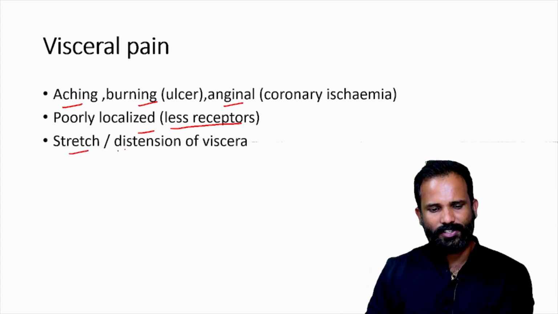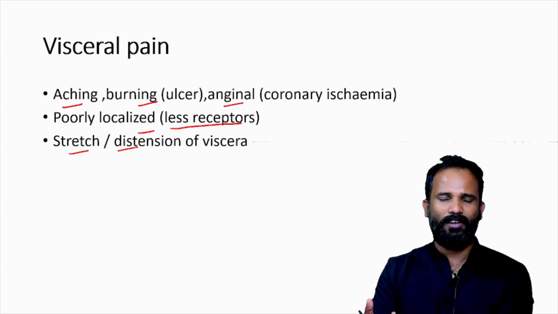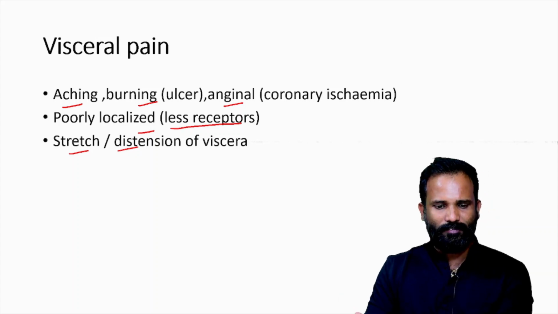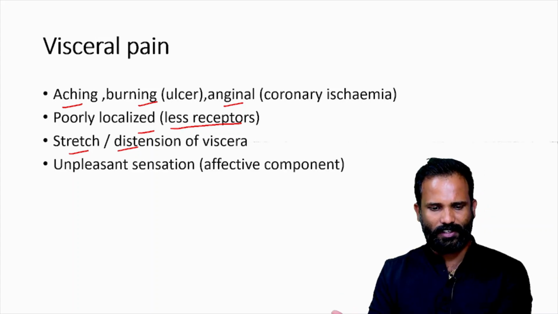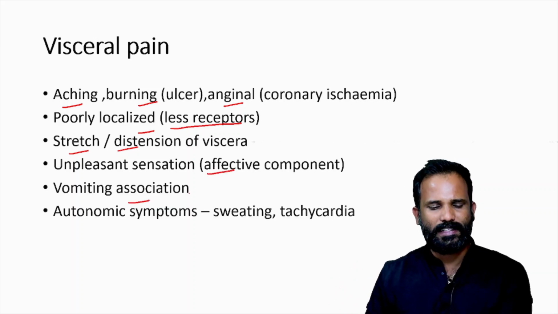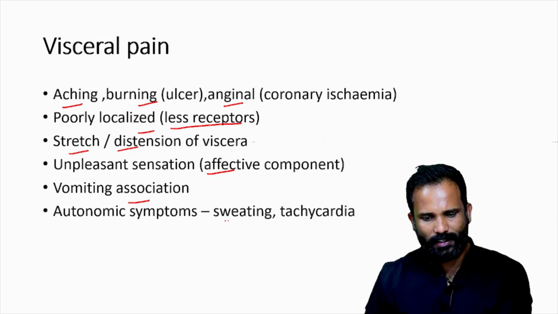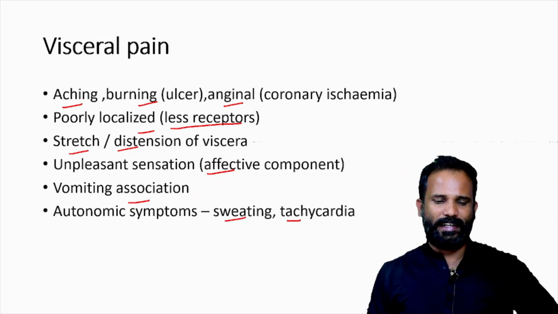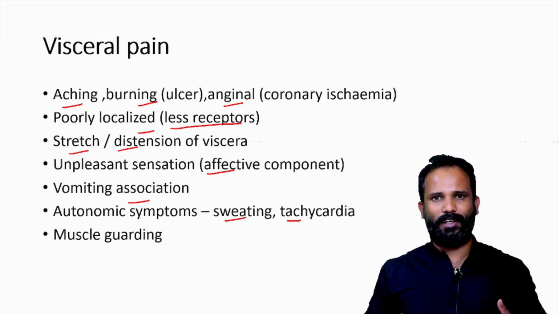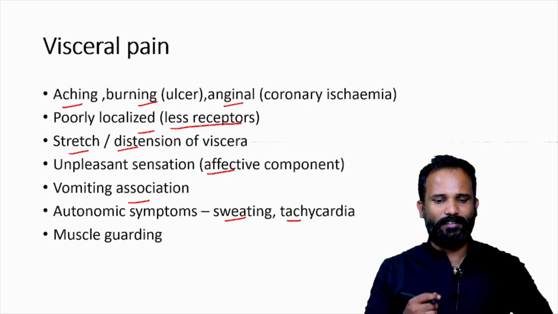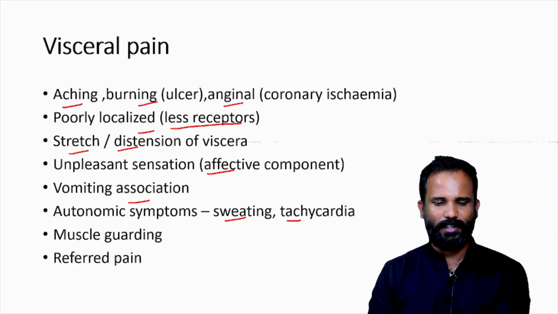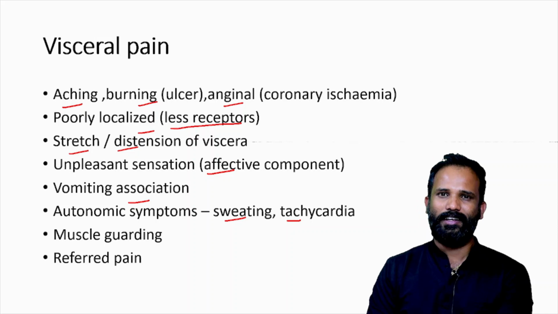And stretch or distension of viscera, obstruction of the intestine, or overinflation of the intestines, cause stretch and distension of viscera, which causes the pain. And it is also associated with the affective component, vomiting sensation, and autonomic symptoms like sweating and tachycardia. And if the abdominal viscera are injured and there is peritonitis, there occurs guarding of the muscles above that. Muscle guarding is also present with visceral pain. And visceral pain presents as a referred pain.